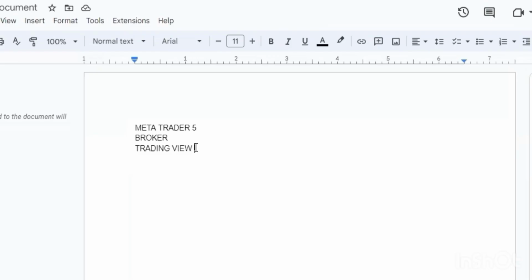and you use TradingView just to give you that analysis, that extra back testing. Okay, so that's basically it.